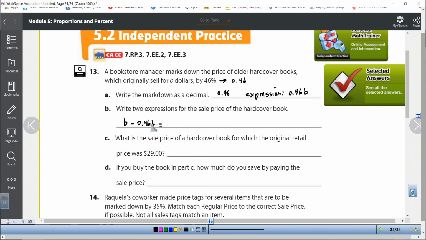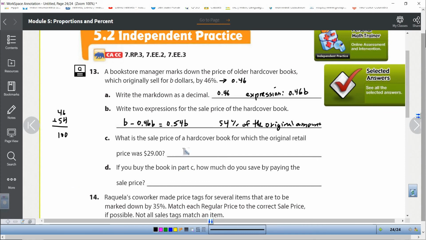All right, but what is 1B minus 0.46B? That is equal to 0.54B, or 54% of the original amount. Does it make sense that if you take away 46%, you are left with 54%? What's 46 plus 54? Golly gee whiz, it is 100.